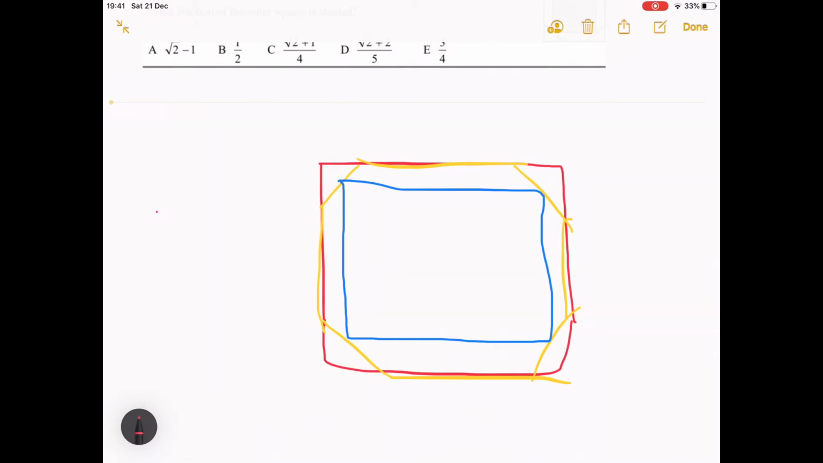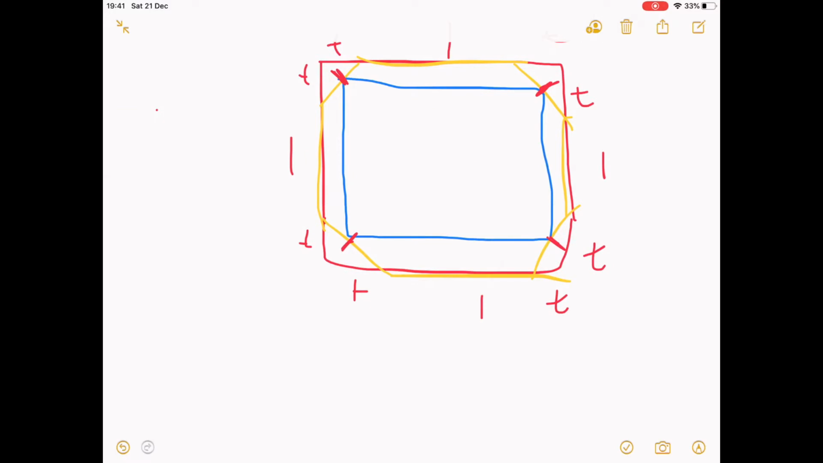We can label the sides of the octagon 1, as in we can give that its measurement, and then we can label the remaining sides of the triangles as T. So we have T and T, T and T, and T and T. And because we know it's a regular octagon, that means that this is 1 as well. That is 1, that is 1, and that is 1. And from there we can do the Pythagoras theorem to find out the lengths of the whole square.